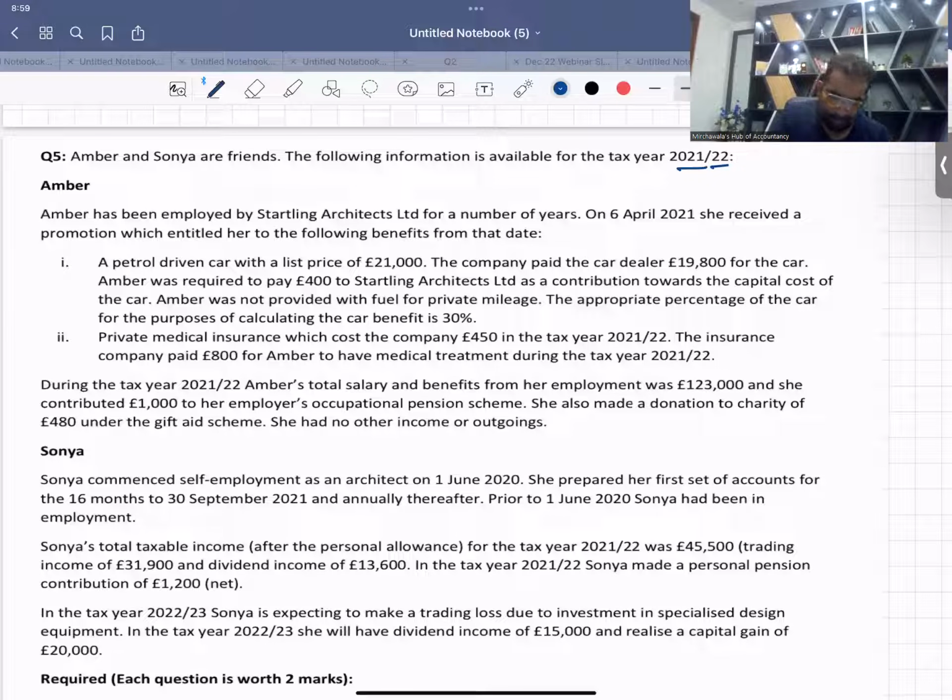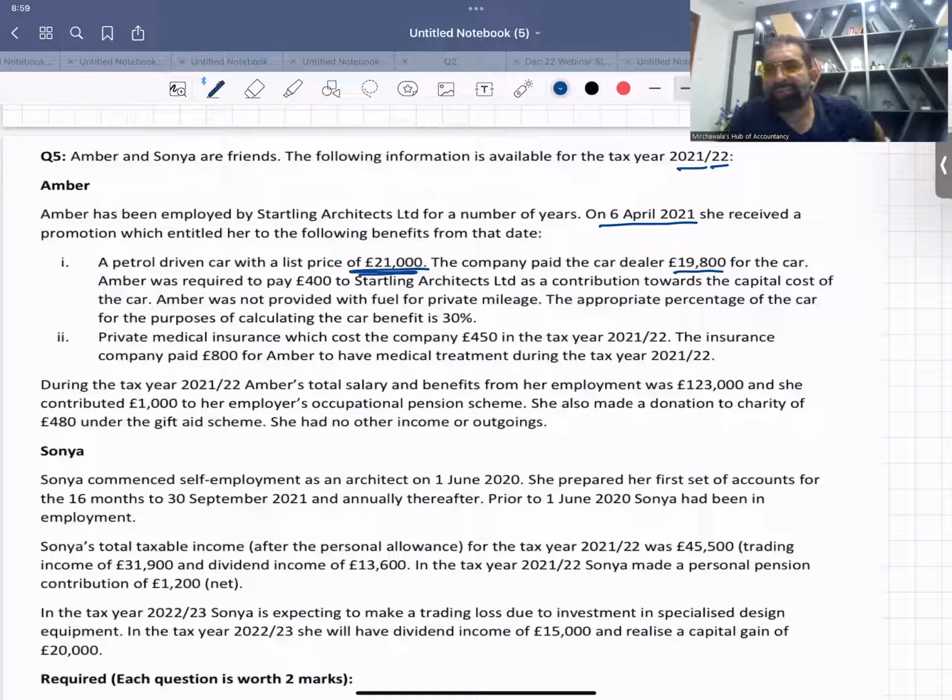Amber has been employed by Startling Architects Limited for a number of years. On 6th April 2021, she received a promotion which entitled her to the following benefits from that date. From this new fiscal year, she is getting this much. A petrol-driven car with a list price of 21,000. The company, company means employer, paid 19,800 for the car.